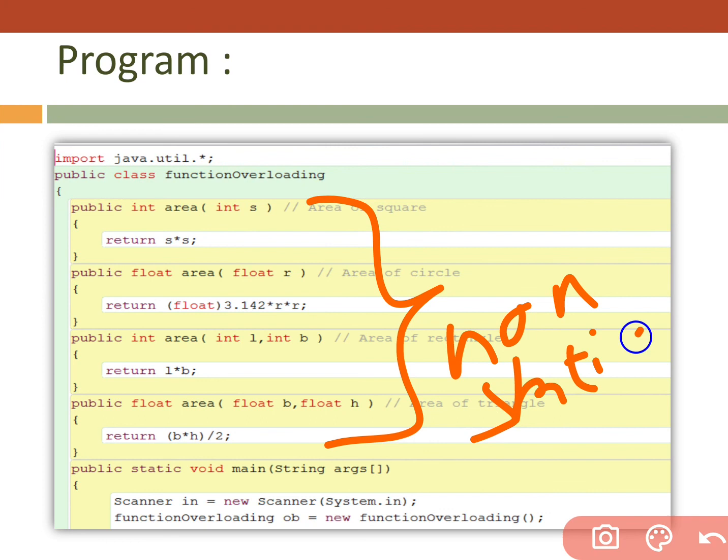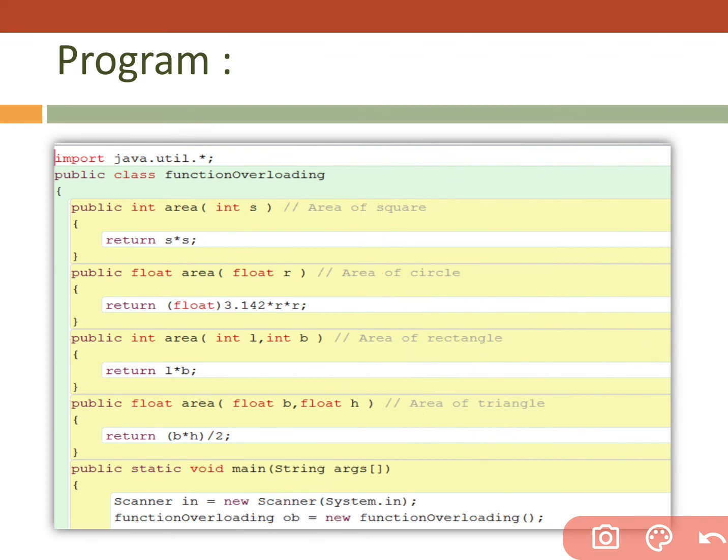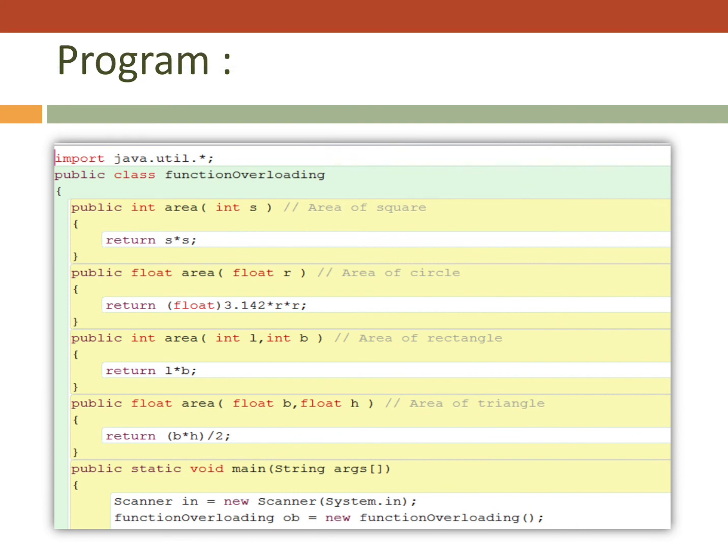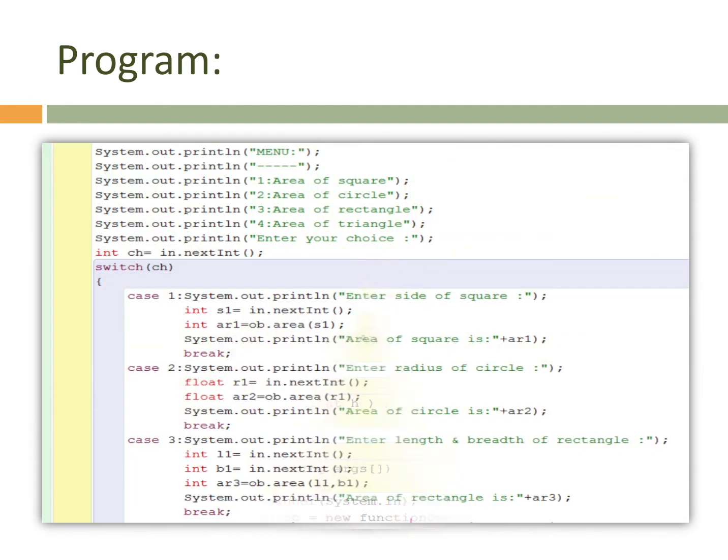These are non-static functions, and I want to call these functions from the static function. That's why we have to create an object of a class. That's why I wrote ob, and I'm moving further with the four non-static functions, and I want to call them with the help of the static function.